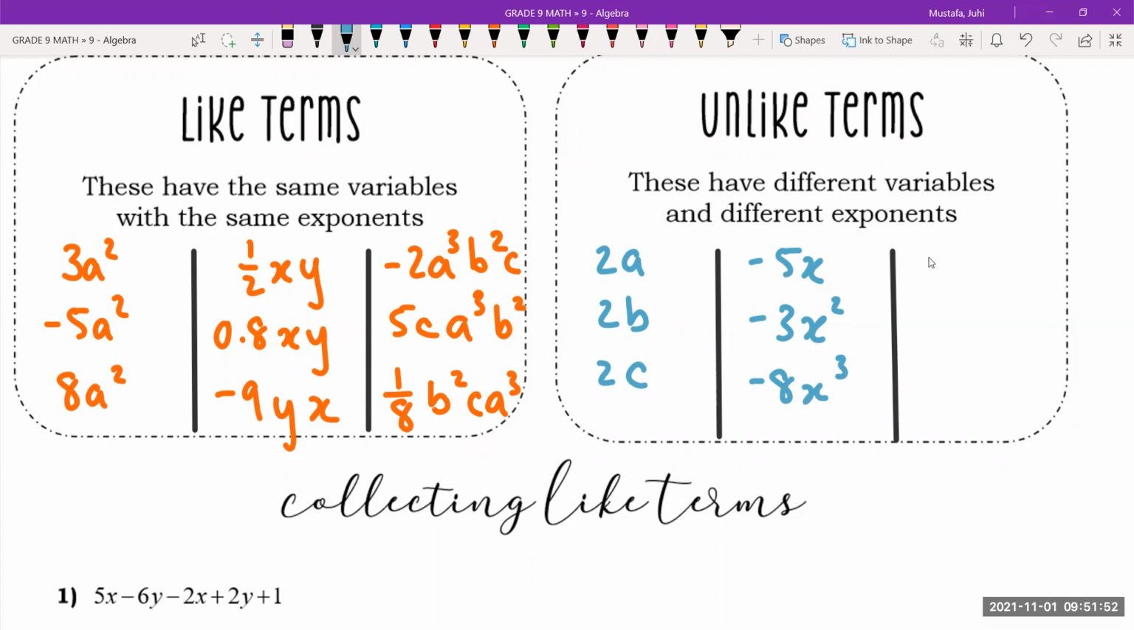Another example of unlike terms are, let's say we have 3a squared b, negative 5a squared b squared, and then negative 8ab squared. Again, even though all of the letters are the same, the exponents are not, they don't match, and so they're considered to be unlike terms.